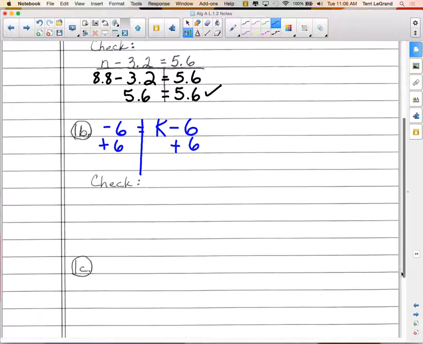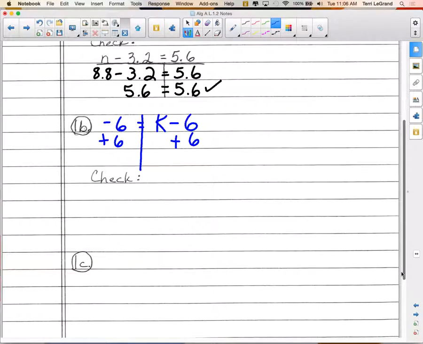Well, now let's just keep working from left to right. What is a negative 6 plus 6? 0, right? Is 0 legitimate? Can it be an answer? Is 0 on the number line? Yeah, it's legit. And then what's left over on the right side? What do we have? 0. This cancels out, but what's really left? K.